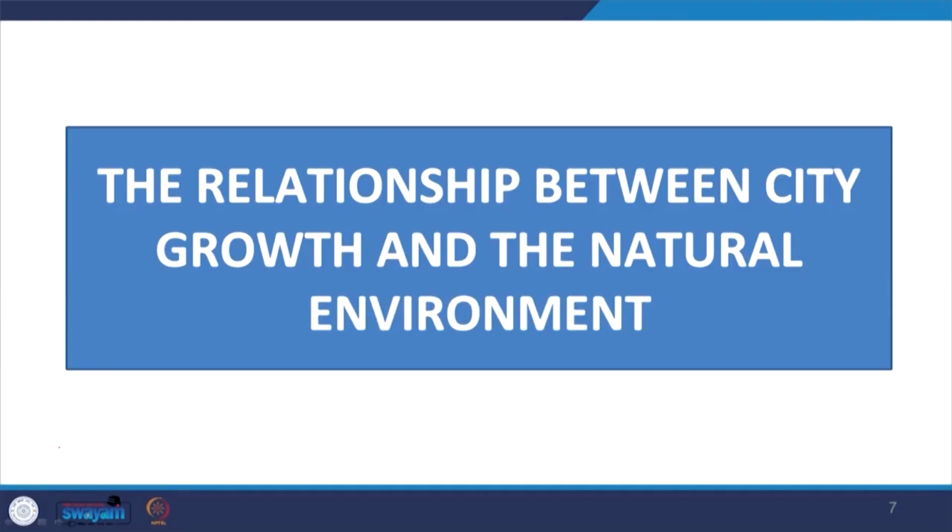Let us first look at the relationship between city growth and the natural environment. Placing the question, how do urban activities affect the environment? We see that urbanization means growth in population, density, expansion in area, change in economic pattern leading to change in production and our consumption pattern. We had seen this before in our definition of urbanization in our lectures of first week.